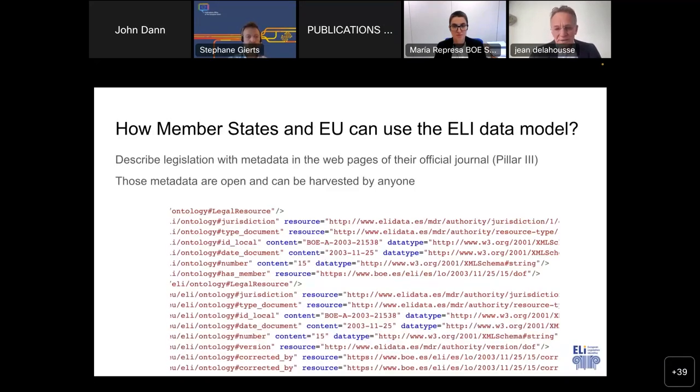I will now show you the different usages of the standard. So one of the uses, and it's probably the simplest one to implement, is, when you have a web page on the official journal website, to insert inside the web page metadata describing the legislation. So for example, here you see the type of document, the date of the document, the jurisdiction of the document. So the idea is that if a machine accesses this web page, it can understand exactly which legislation is described in this web page. And it's open data, so it can also gather this information.